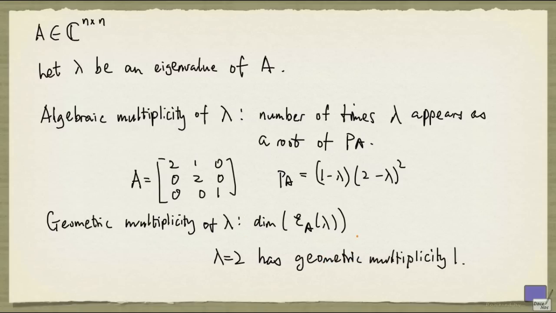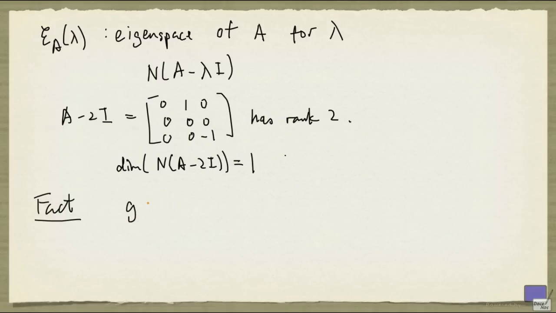Notice that for the eigenvalue 2, the geometric multiplicity is less than the algebraic multiplicity. And in general, the geometric multiplicity of any eigenvalue cannot exceed the algebraic multiplicity of the eigenvalue. And we have seen that in general, this inequality can be strict.